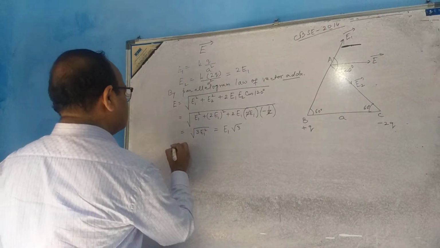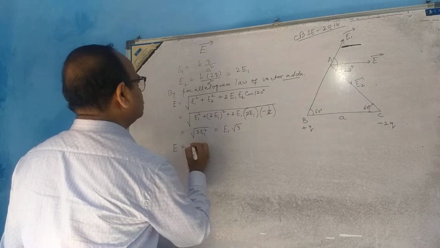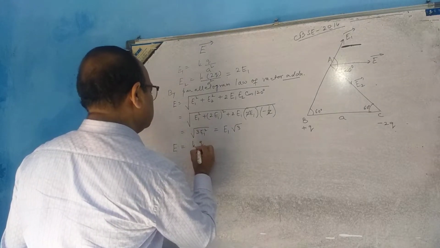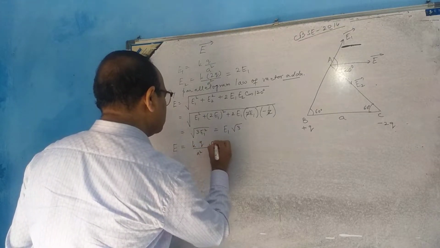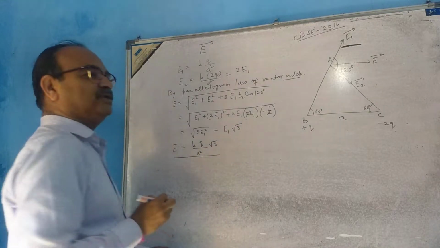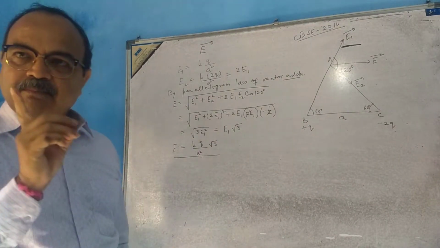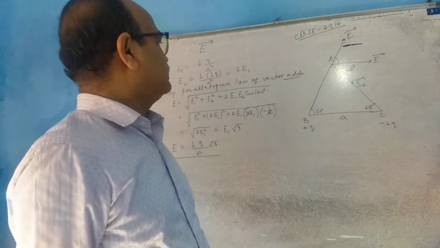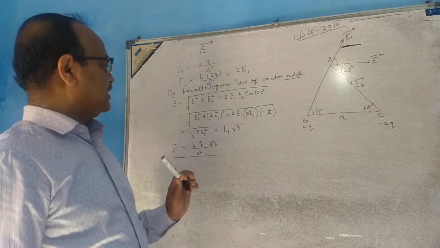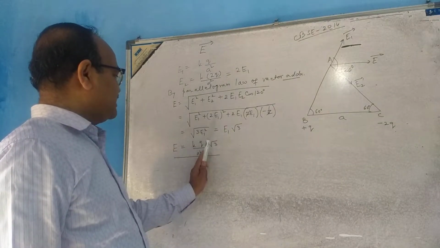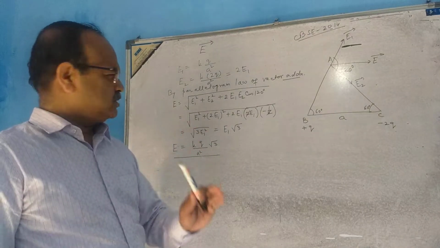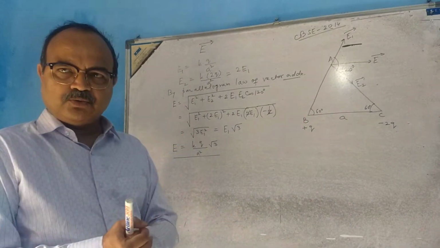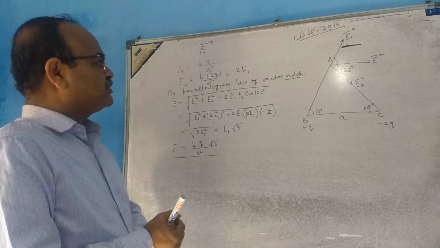That means the value of E is equal to KQ by A square into root 3. This is the value, the magnitude. We got the magnitude. Now if numerical values are given, you can substitute them and find out the value.